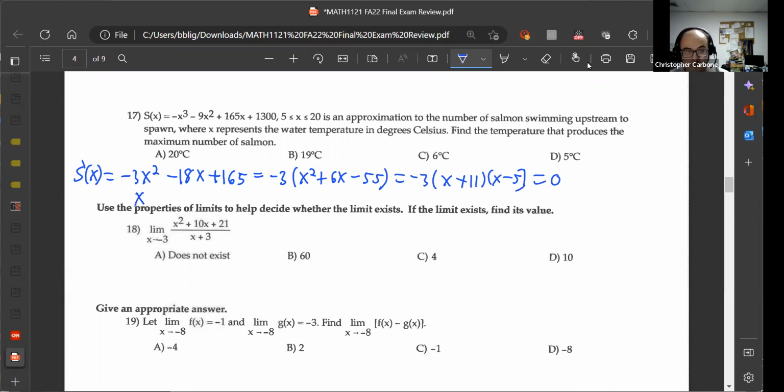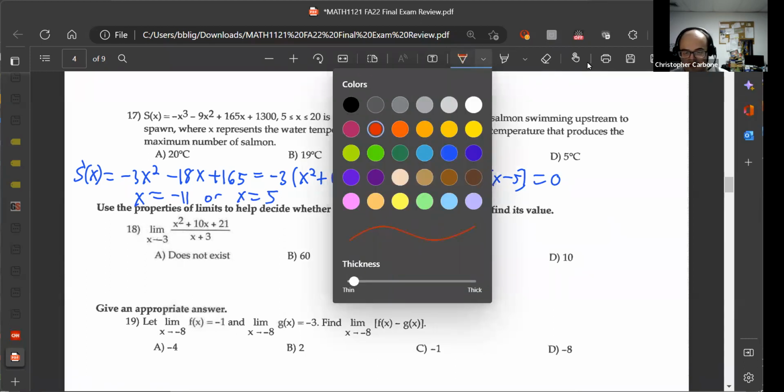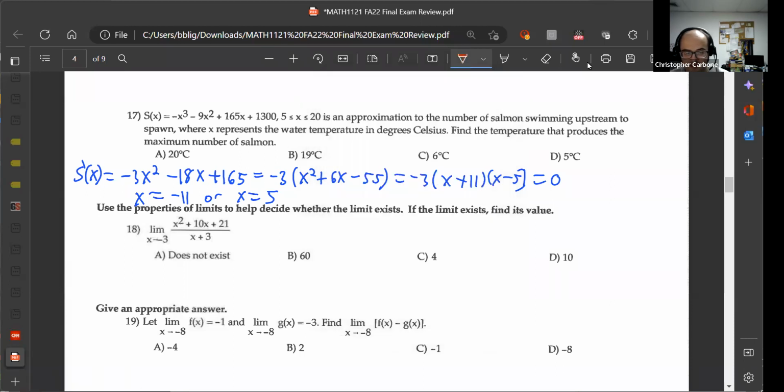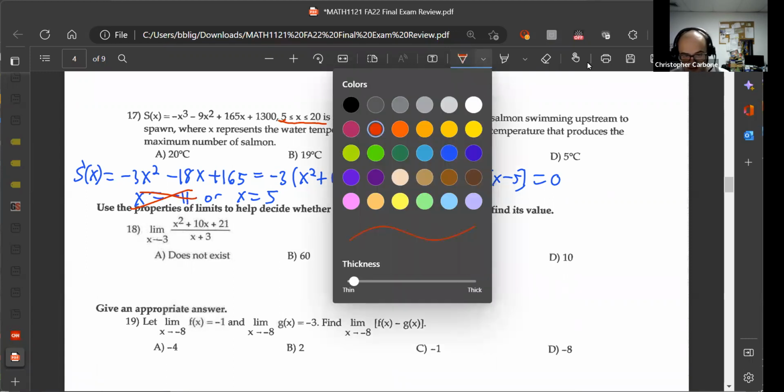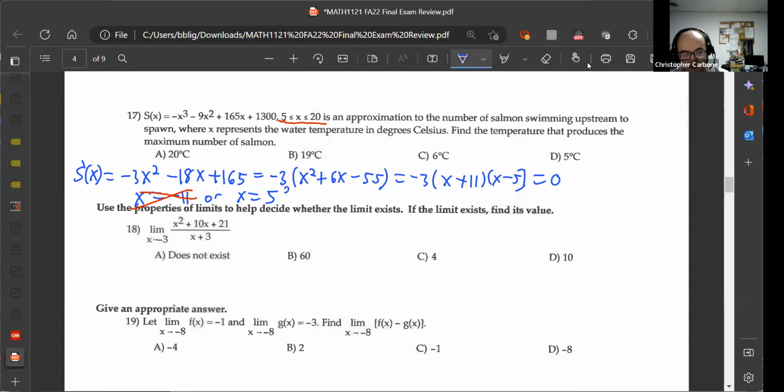So we get two solutions to this. Negative 11 or positive 5. Mind you, this cannot be negative due to the between 5 and 20, so it's not this one. The only one that would make sense would be an x value of 5. So that'd be 5 degrees Celsius in this case.